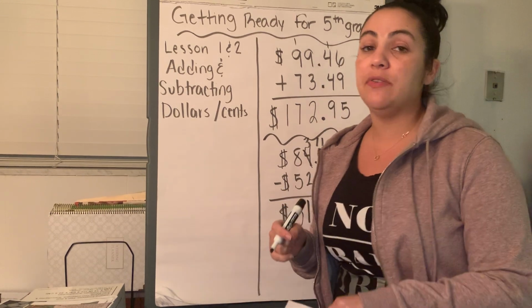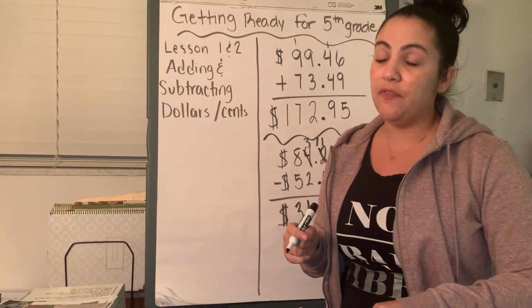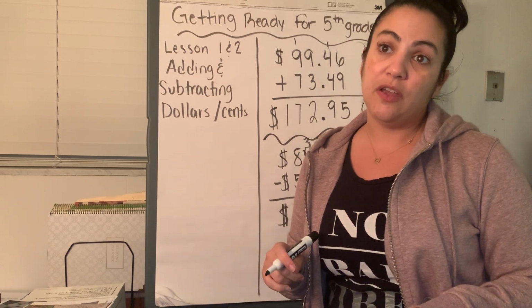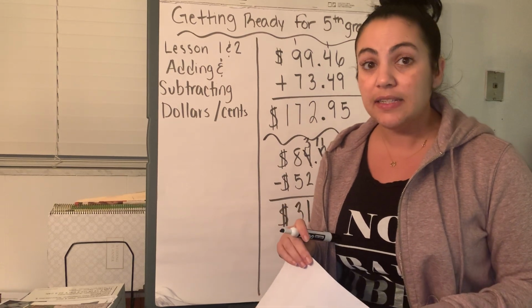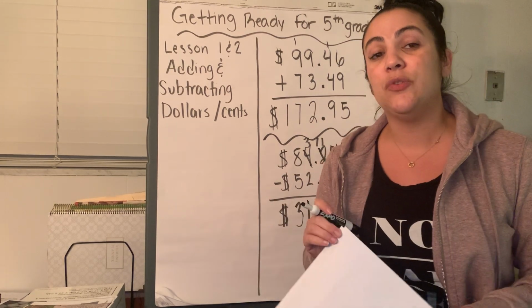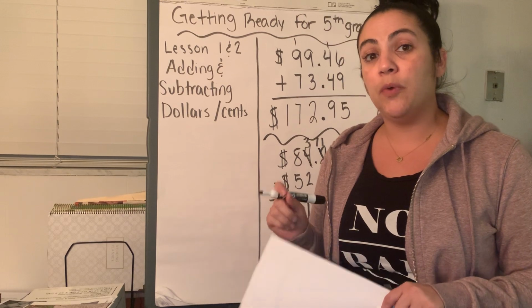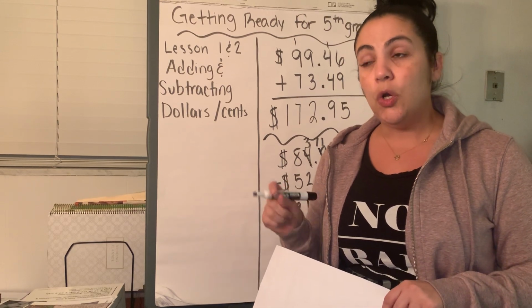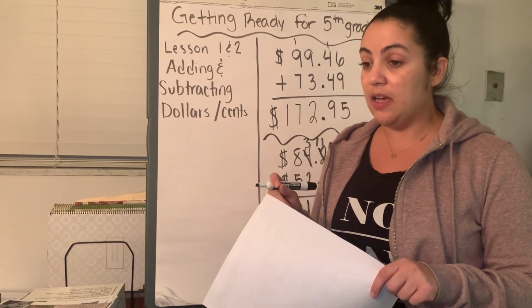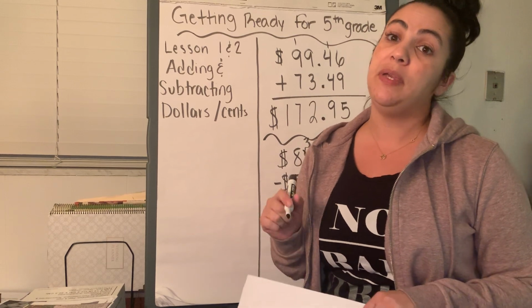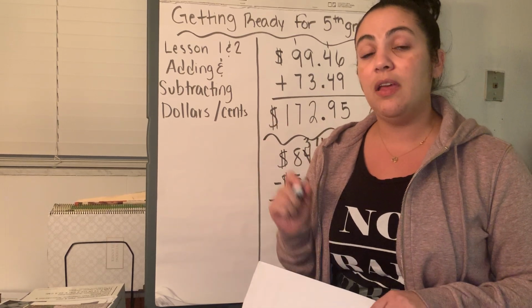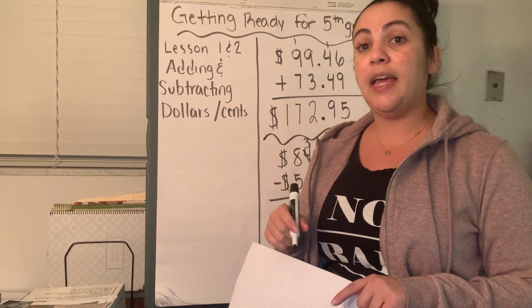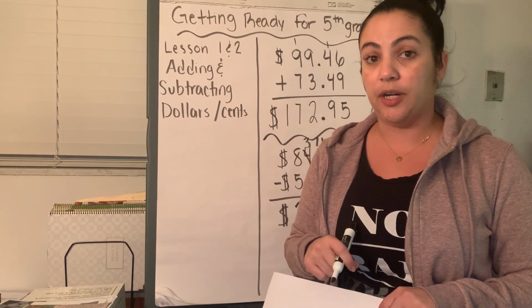Now on Microsoft Teams, you have 2 PDFs for adding and subtracting with dollars and cents. You're only going to be doing the even. You either work them out in your math notebook or on a piece of paper, or you can print out the PDF and work it out on there. Remember, you're only doing even, and on Tuesday morning, you will get the answer key to check your work.